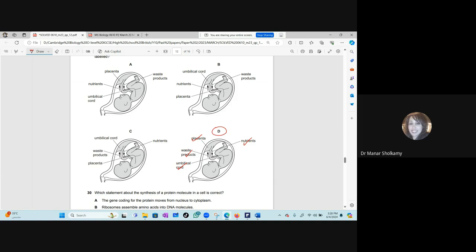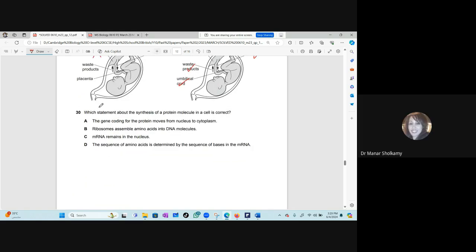Now let's look for the mistakes in the other diagrams. Now this is the placenta. Waste products. Now, is this correct? Look at the direction. Waste products. Is it from the placenta to the baby? No. So A is wrong. B. Is this the umbilical cord? No. Now C. Umbilical cord again. It's the placenta, not the umbilical cord. Well done. So yes, it's D.